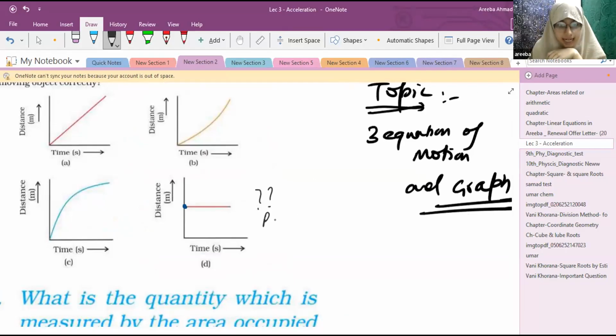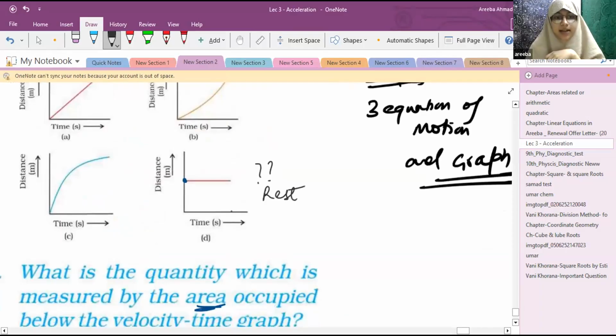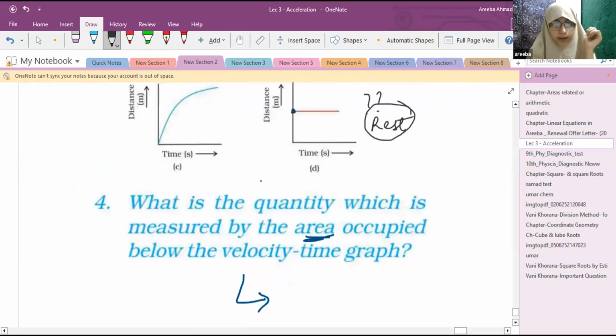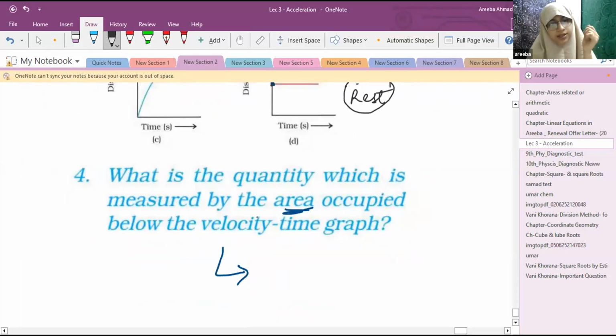That means it is at rest. Excellent. Because see, my time is increasing, increasing, increasing, but my object is still standing there only. It is at a constant place. It is not moving, because if it were moving, then of course it would have some speed. It is not covering any distance. That means the object is at rest. Very good, Abdullah.